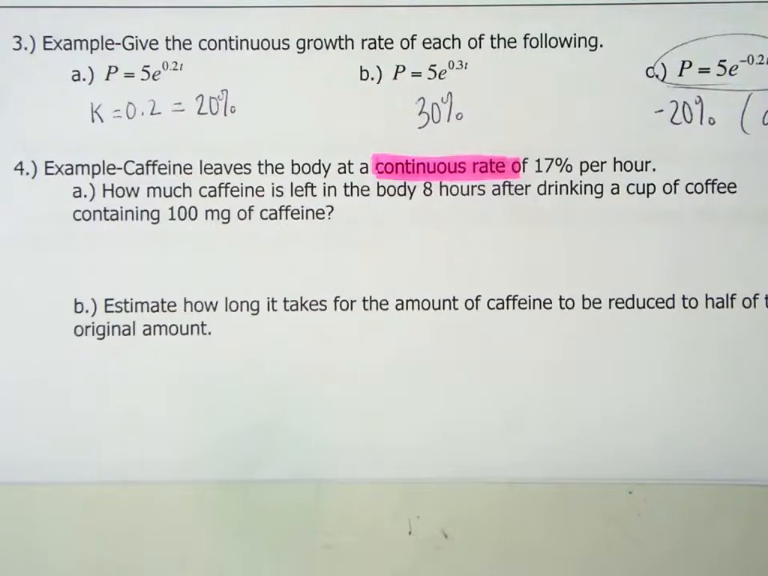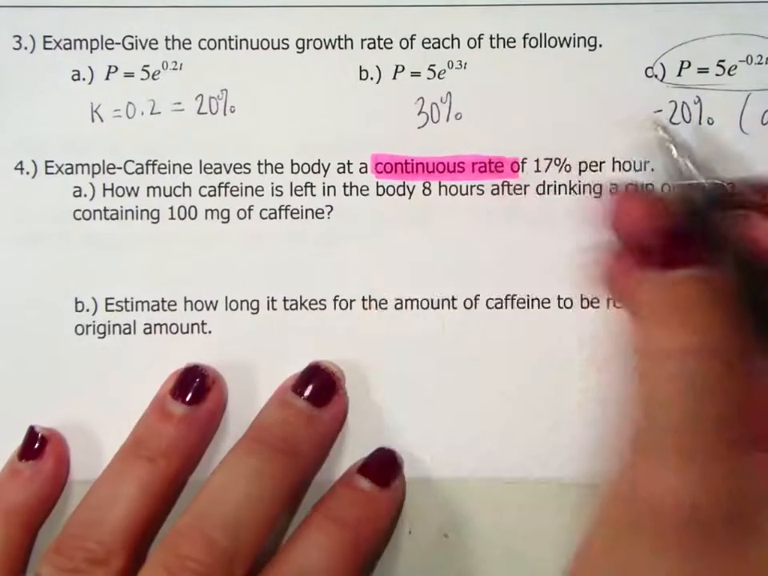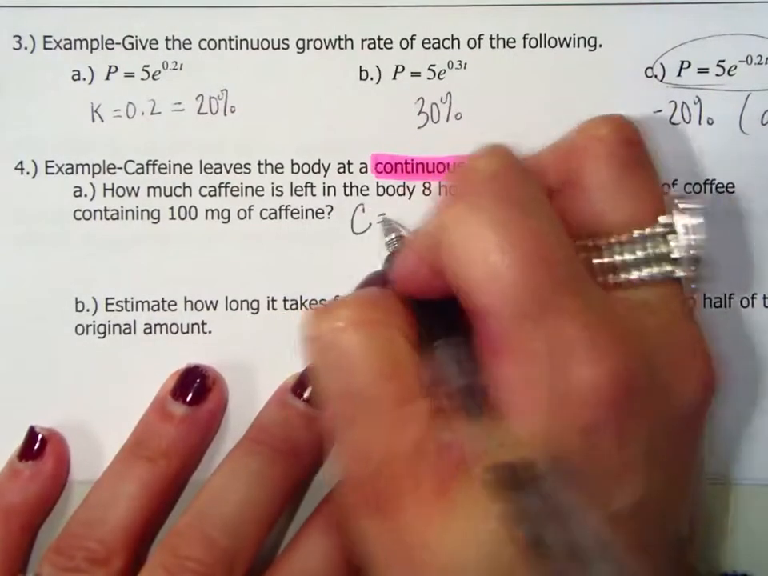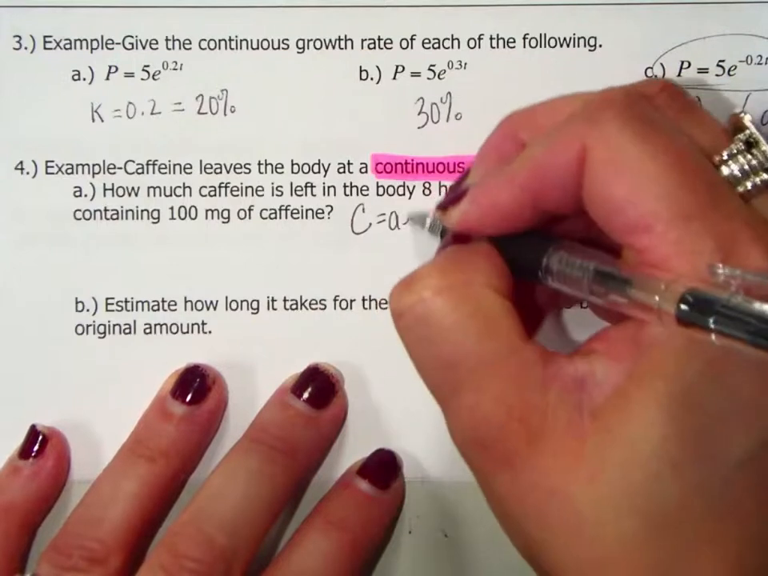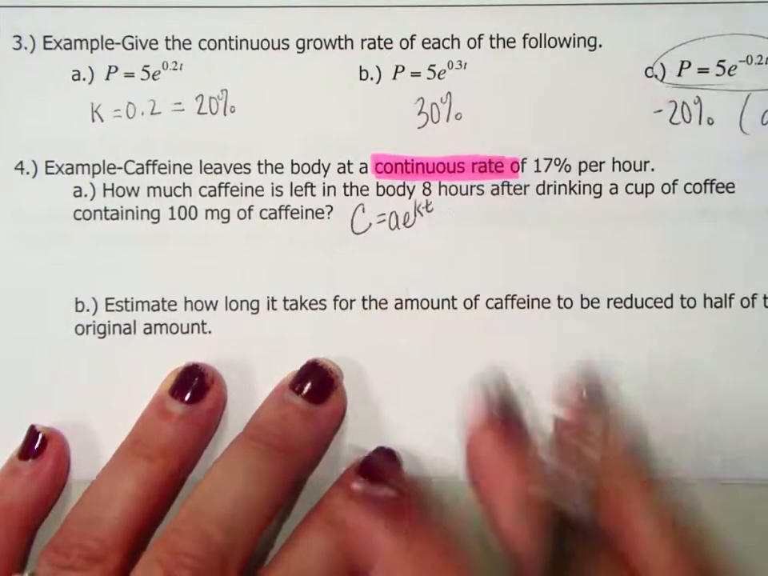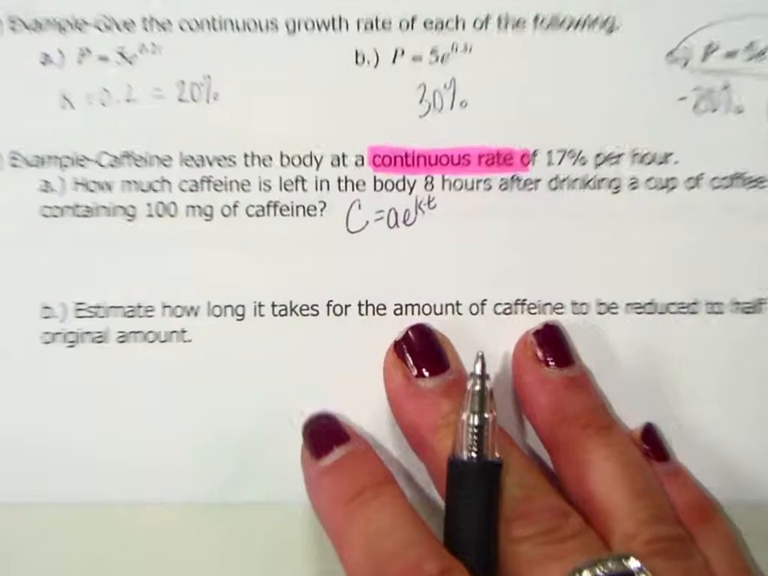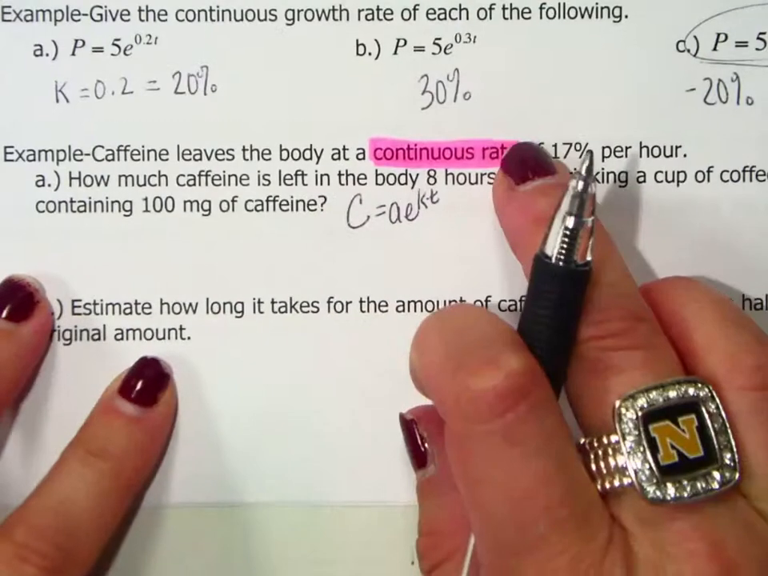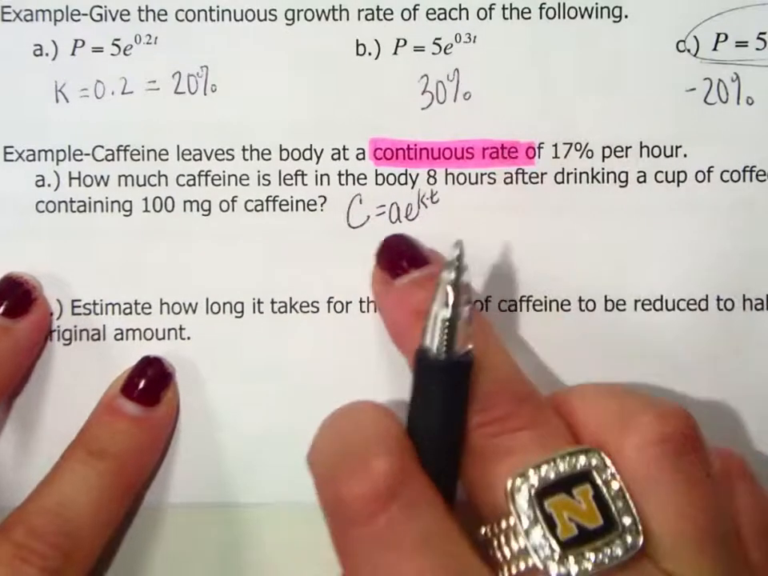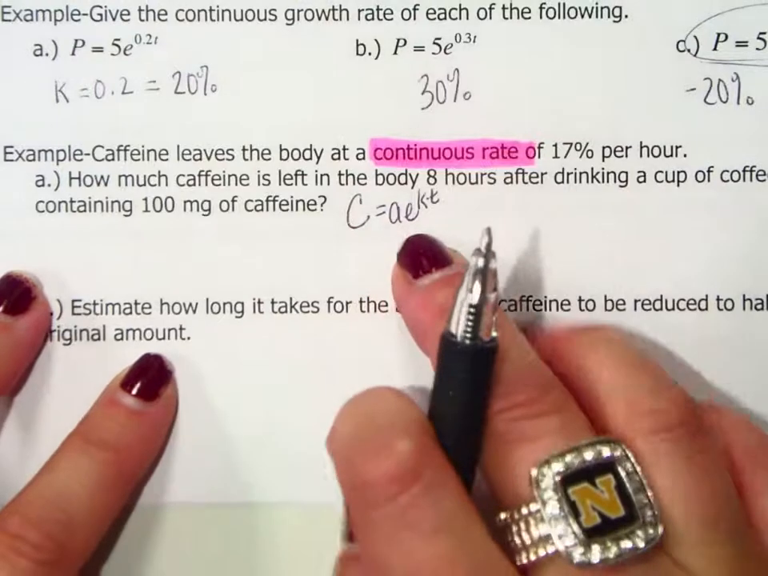Anyway, caffeine leaves the body at a continuous rate of 17% per hour. How much caffeine is left in the body 8 hours after drinking a cup of coffee containing 100 milligrams of caffeine? So we first want to write the function to model this, and because it's a continuous rate, I need to use a times e to the kt.